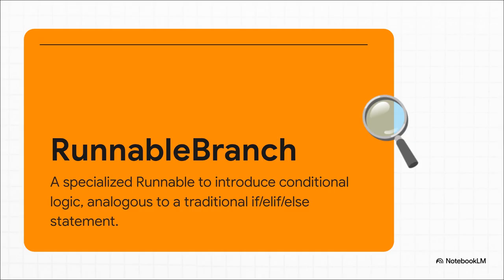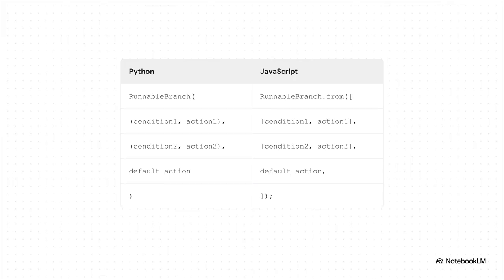It's basically a big if-else statement for your chains. It lets you say, if this condition is true, run this chain. Else if this other condition is true, run that one. And if nothing matches, run this default chain. Simple as that. And the cool thing is, whether you're a Python person or a JavaScript dev, the pattern is basically identical.